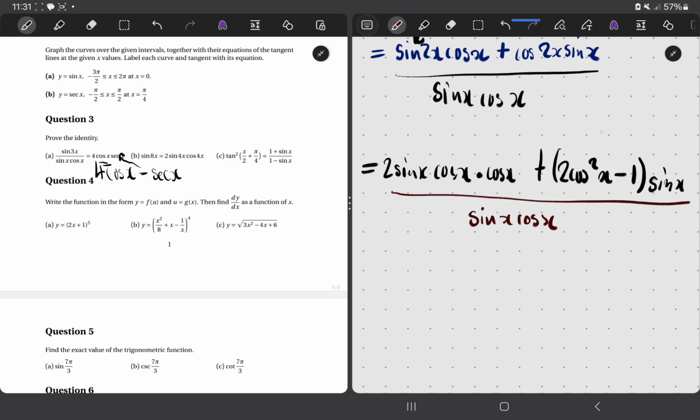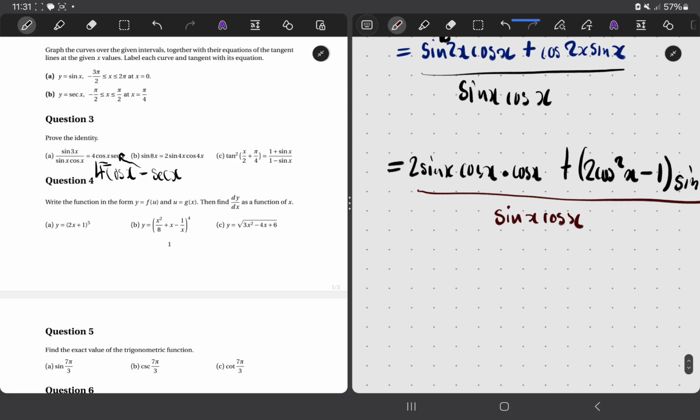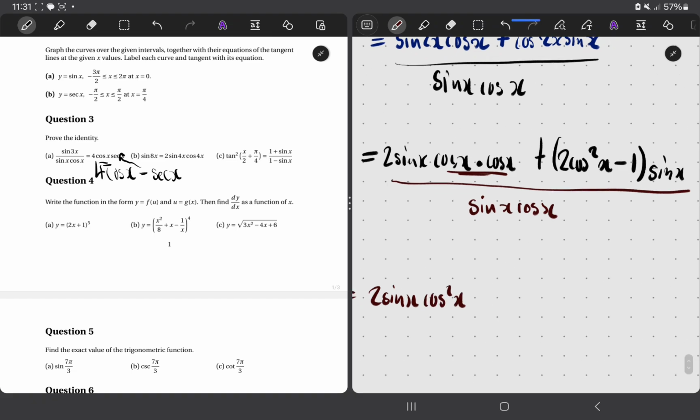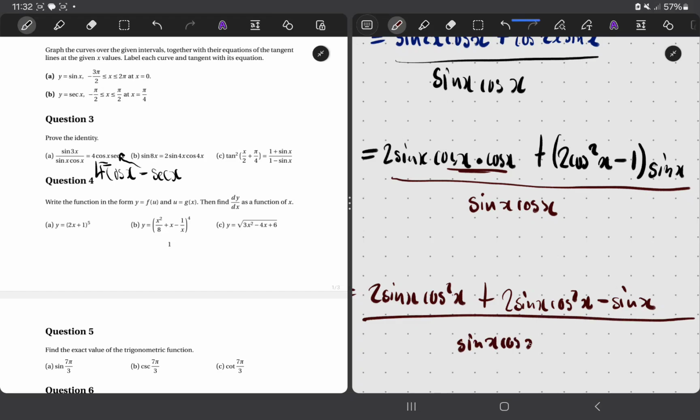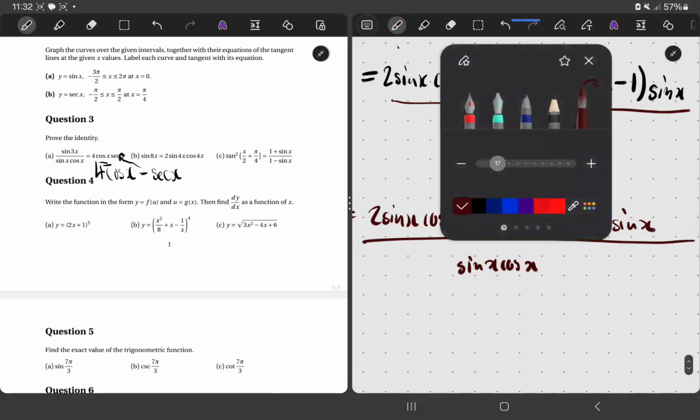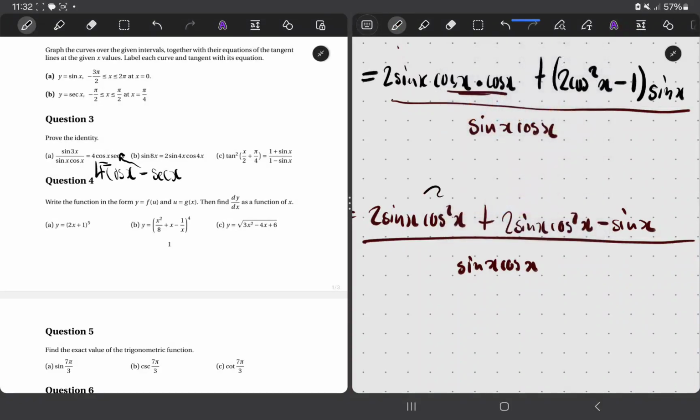I saw that this is going to be a cos squared, so I decided to make it like that here as well. This now becomes 2 sine x, then cos x times cos x, these two. We'll just multiply these two and they'll become cos squared x. Then plus, here we have 2 cos squared x times sine x. It becomes 2 sine x cos squared x. Then sine x times negative 1, because this sine x is multiplying this whole bracket. So it multiplies this, then it now multiplies negative 1. By negative 1, it just becomes negative sine x. And it is all over sine x cos x.